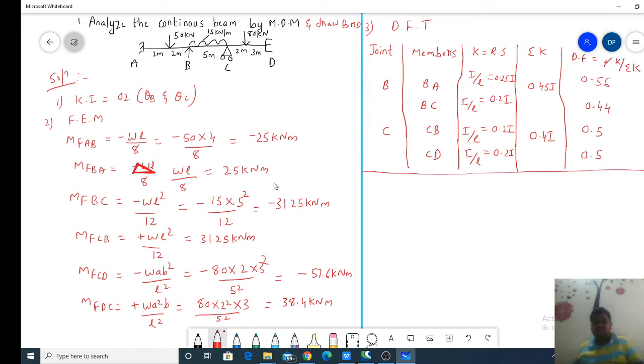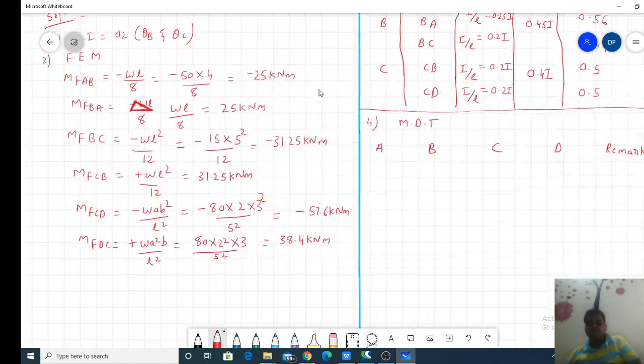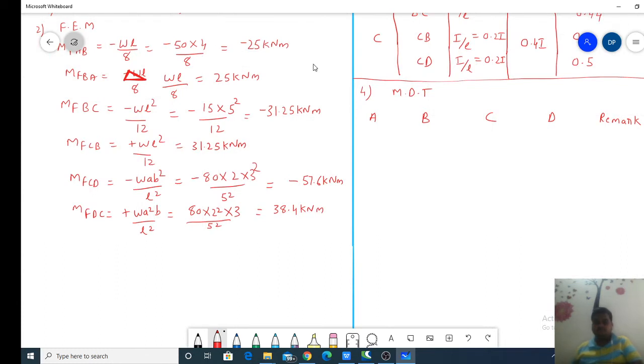Now after the distribution factor table, the last step is your moment distribution table. Whenever I say moment distribution table, it means you need to write the supports. This is A, this is B, this is C and this is D, and here you will have the remark. So these are the values. Now I will draw the table for this.